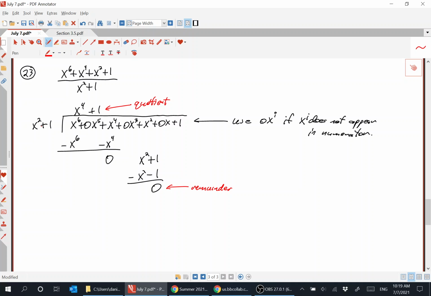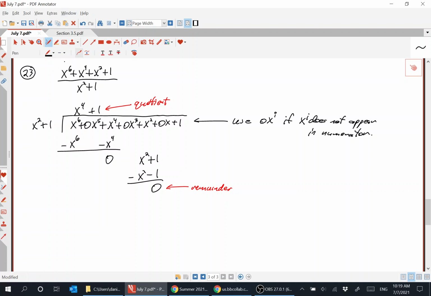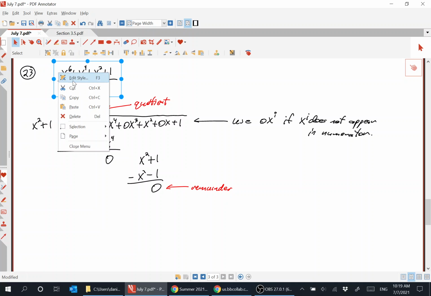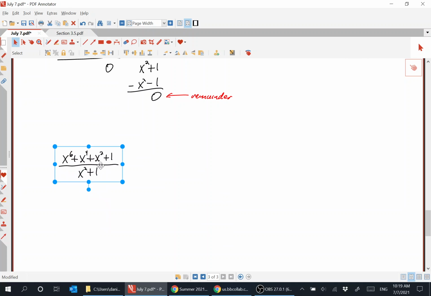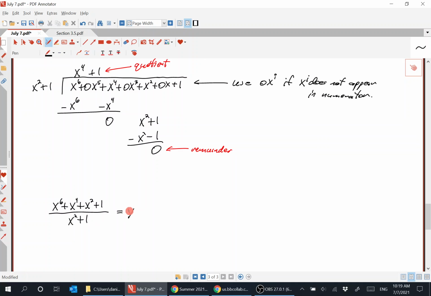And basically what happened is that x squared plus 1 divides evenly into that numerator because I got a remainder of 0. So in the end, what I get is that this is equal to just the quotient, x to the fourth plus 1. And you can leave out the remainder thing, right? It's plus 0 over x squared plus 1. You can leave that out because it's just 0.